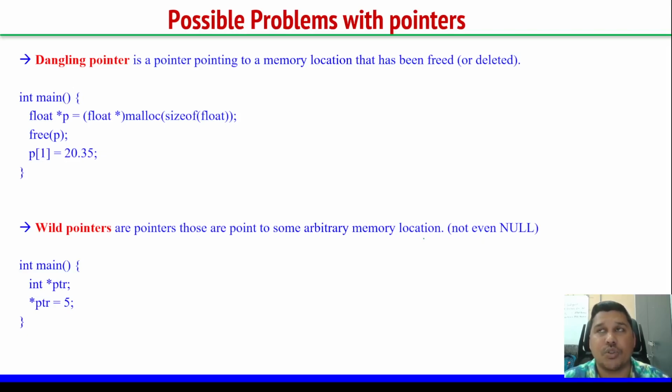A pointer which stores a value that points to some arbitrary memory location, where that memory does not exist, those kinds of pointers are called wild pointers.